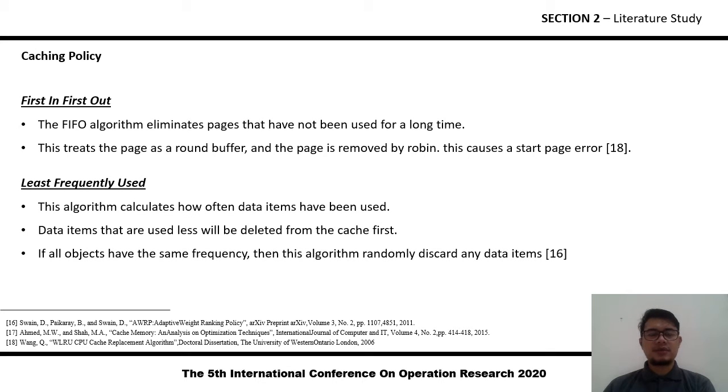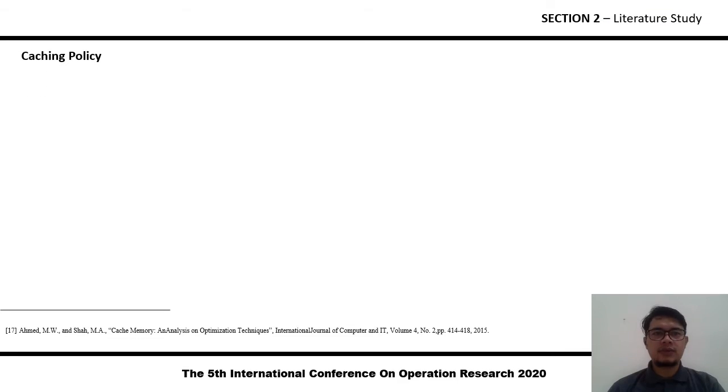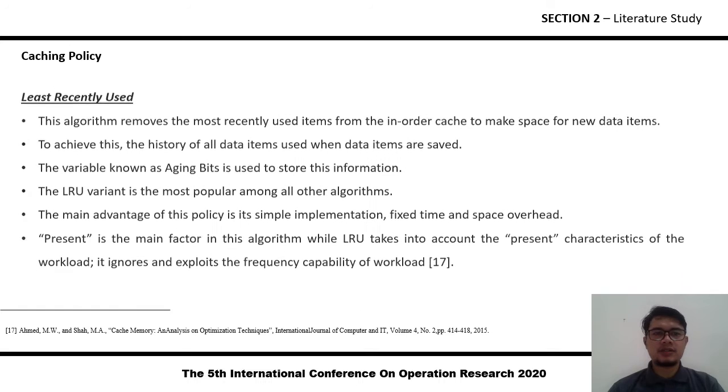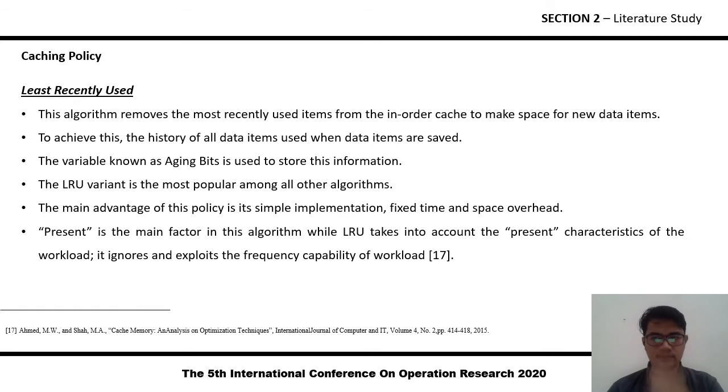The second caching policy that we use is least frequently used. This algorithm calculates how often data items have been used. Data items that are used less will be deleted from the cache first. If all objects have the same frequency, then this algorithm will randomly discard any data. The third that we use in this experiment is least recently used.